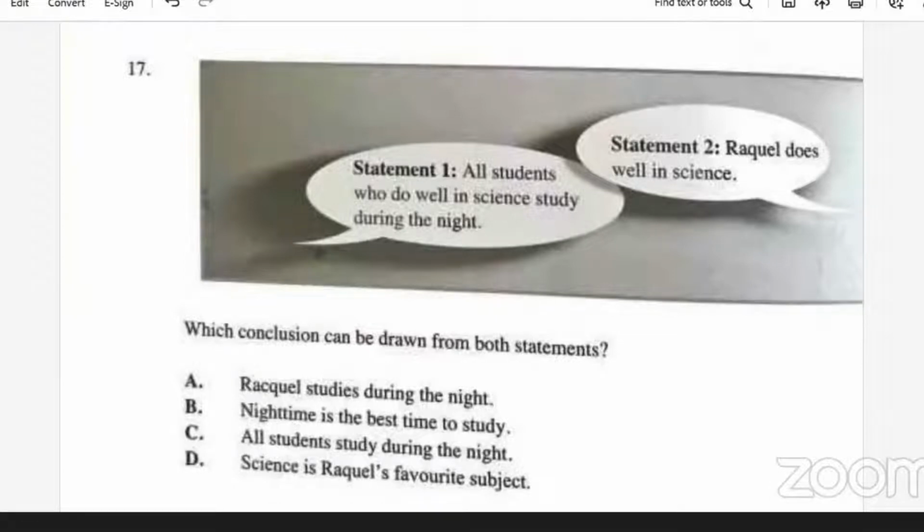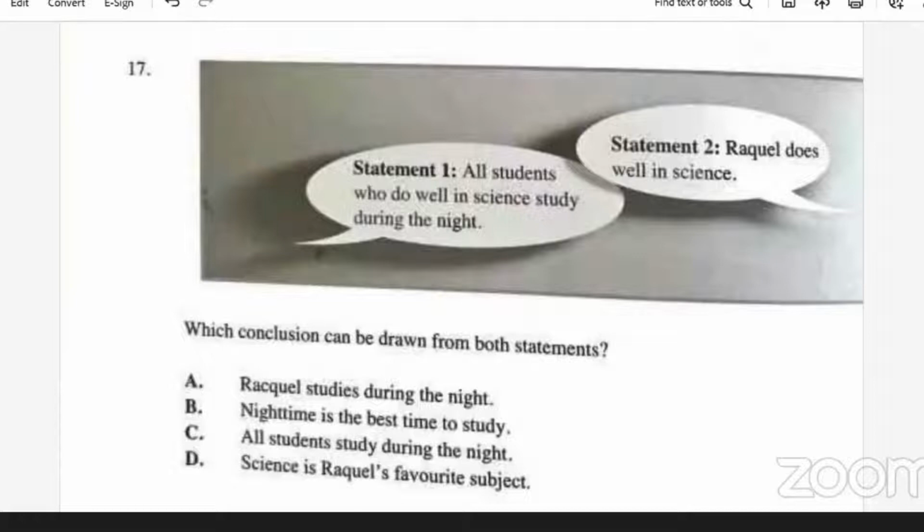It says all students who do well in science study during the night. So if Raquel does well in science, we would assume that yes, she does study at night. Let's look at the others. It says nighttime is the best time to study. Well, nighttime might be best to study for science, but it doesn't necessarily say that's true for all other subjects. And it says all students study during the night. No, it didn't say that. It says all students who do well in science.